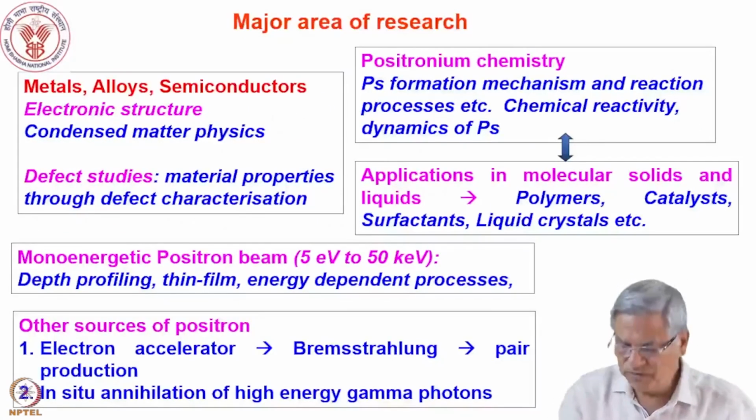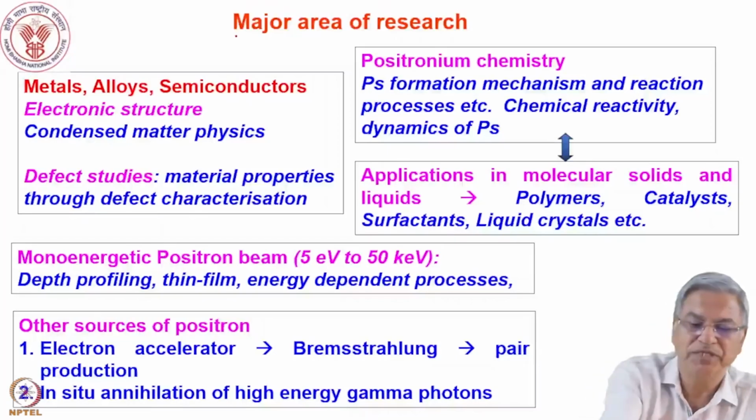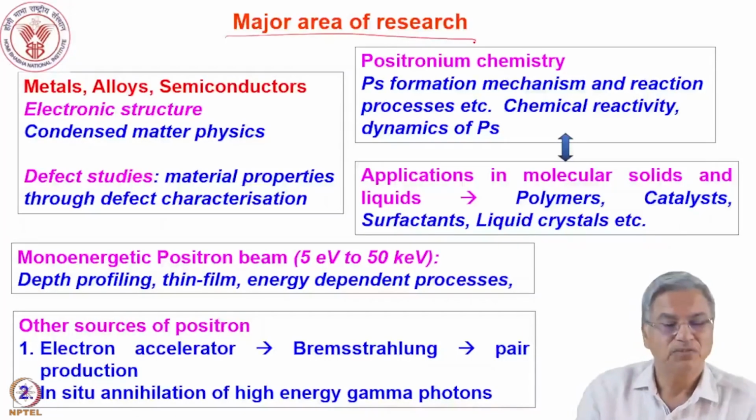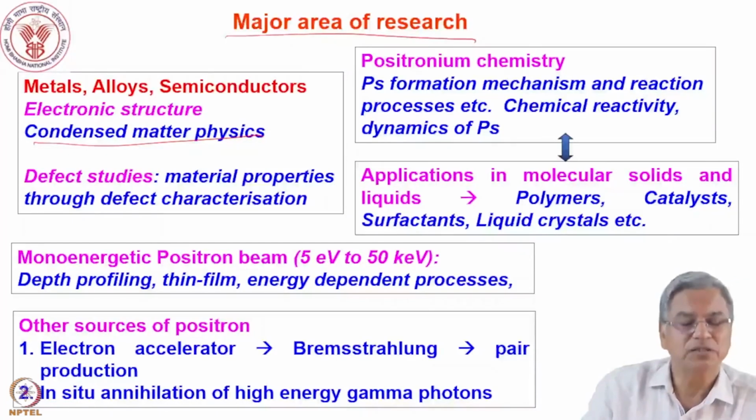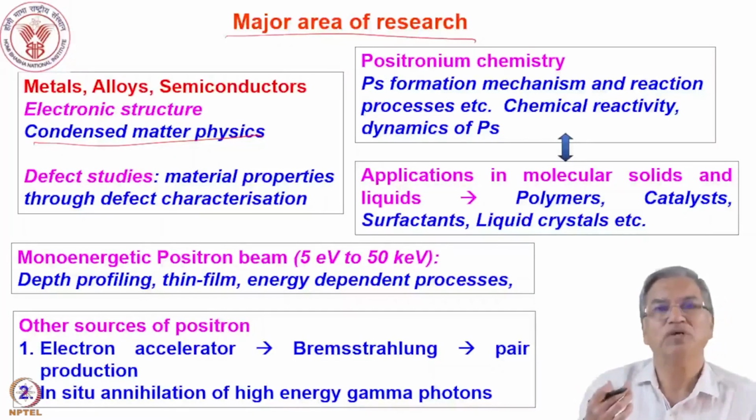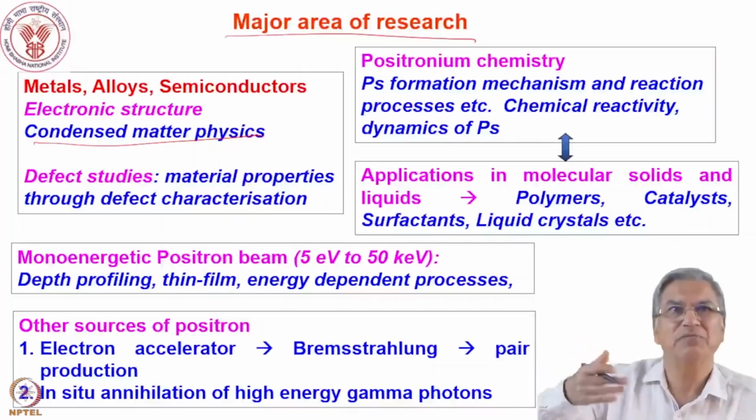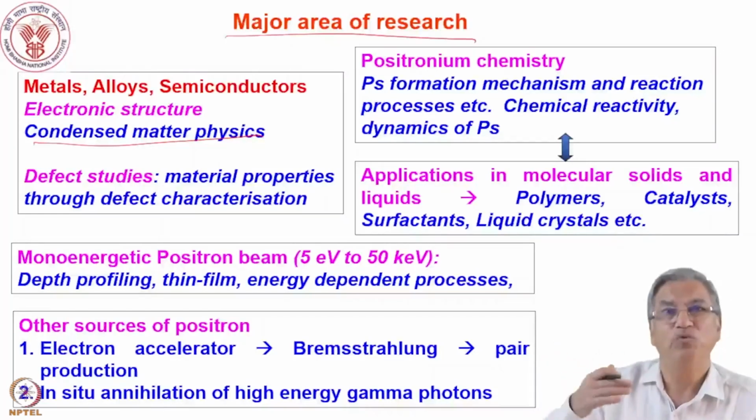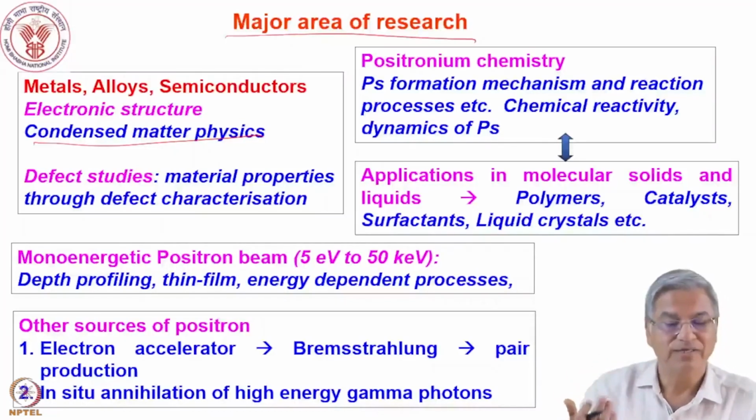So what are the areas in which one can do research using positrons? The major areas of research include solid state condensed matter physics. You can study positron annihilation spectroscopy in metals, alloys, semiconductors to determine their electronic structure. Like if you are determining the bands in metals and semiconductors, you have the different bands overlapping. Which electrons are participating in these bands? You can study the momentum of electrons by Doppler broadening of annihilation radiation.